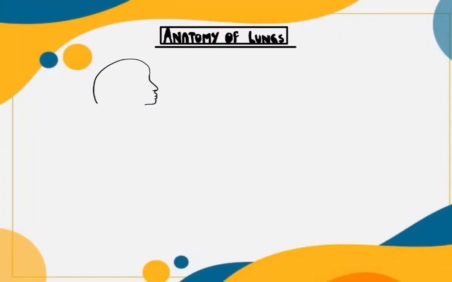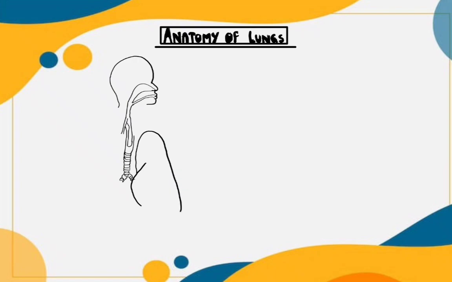Today we will talk about the anatomy of lungs. In this video we will be talking about the gross anatomy of lungs, surfaces and borders of lungs, hilum and root of lungs, fissures and lobes, bronchopulmonary segments, blood supply, nerve supply, lymphatics. So this is all we are going to study in this video. So yeah, let's get started.